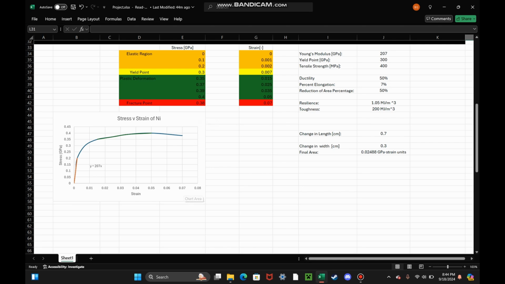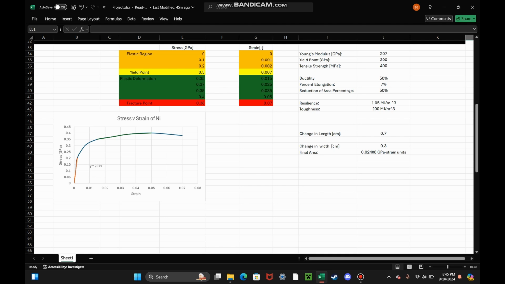In order to find the percent elongation, you minus the final point on the graph, which is at 0.07, and subtract it by the initial, which is 0, divided by the initial, which is 0, and then you times it by 100. The zeros cancel out, meaning you get 0.07 times 100, or 7% elongation. The reduction of the area percentage is found by inversing that equation, whereas it's 0 minus 0.07 strain units, which will get you 50%, which also makes the ductility 50%.